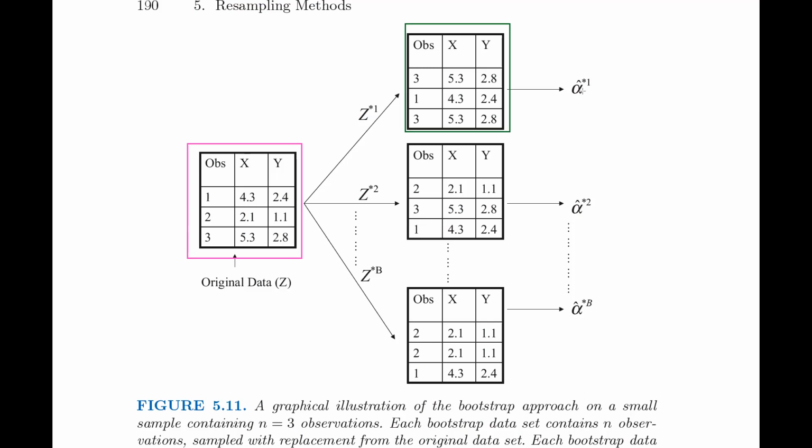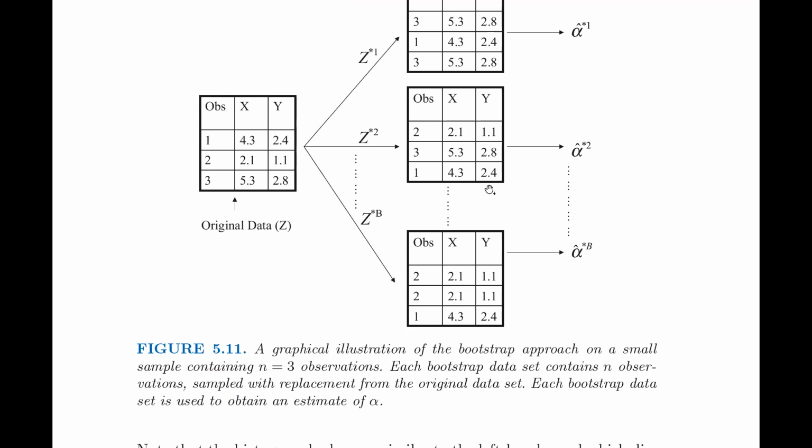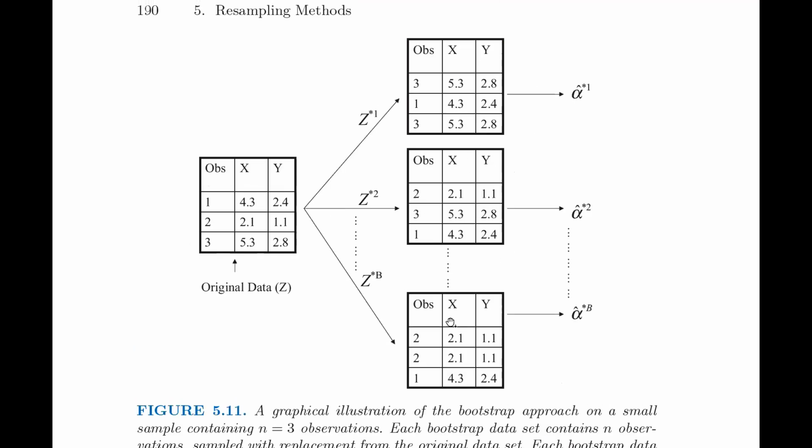And then you can calculate the alpha for each one of these. How? Well, very easy. Use these three to calculate sigma x squared, these three to calculate sigma y squared, and both of them in conjunction to calculate the covariance, place it in the formula, and that's your alpha. And you do the same for each bootstrap data set. So each one is known as a bootstrap data set.